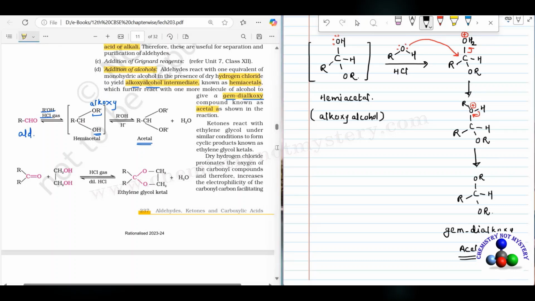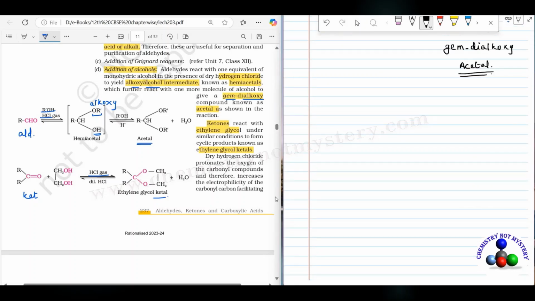Now let's read from the book. Ketone reacts with ethylene glycol under similar conditions to form a cyclic product known as ethylene glycol ketal. Now let's try to understand the reaction as it is given here. This is a ketone when it reacts with ethylene glycol in presence of HCl gas. It gives a cyclic ketal and water is removed as a byproduct. Now let's try to understand the reaction mechanism of this reaction.